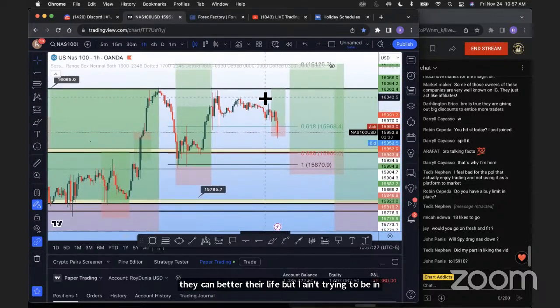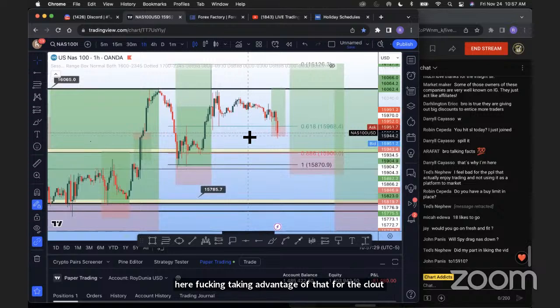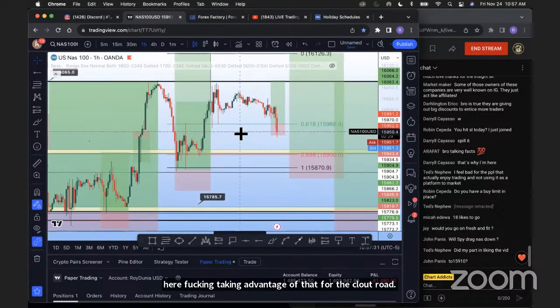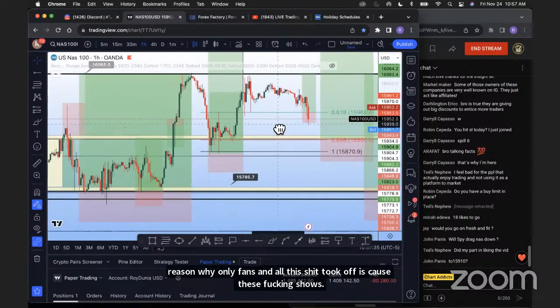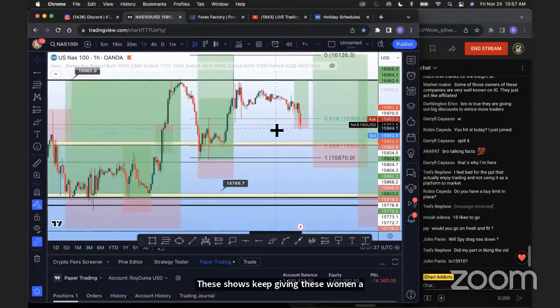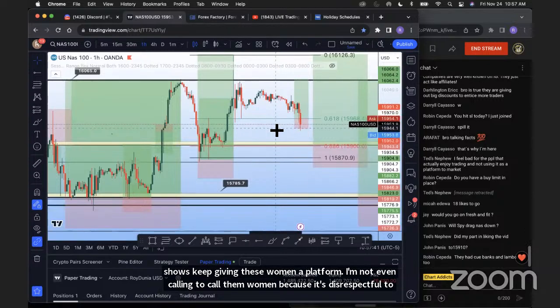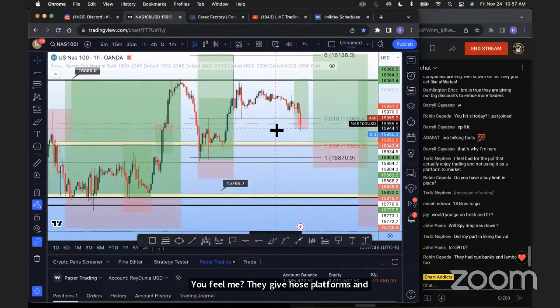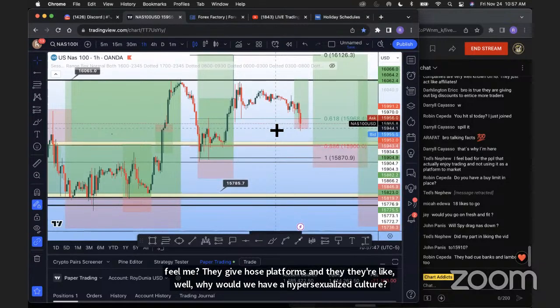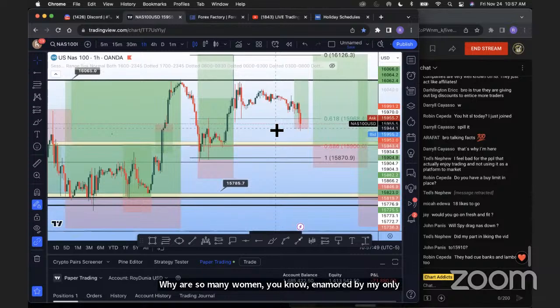That whole model is about to die out, right? The whole reason why OnlyFans and all this shit took off is because of these shows. These shows keep giving these women a platform. I'm not even going to call them women because it's disrespectful to women. They give hoes platforms, and they're like, well, why do we have a hypersexualized culture? Why are so many women enamored by OnlyFans and wanting to do OnlyFans? It's because these platforms keep putting them on.